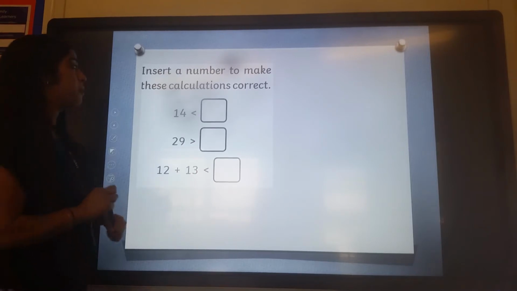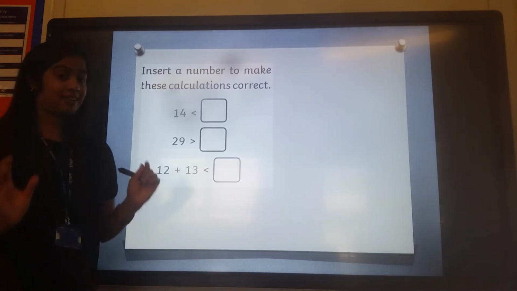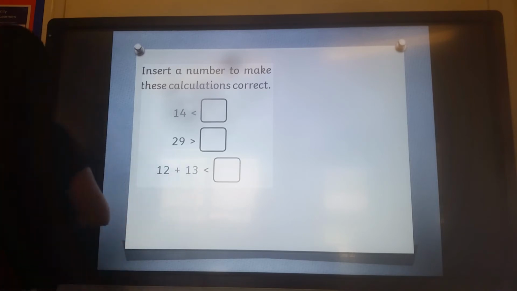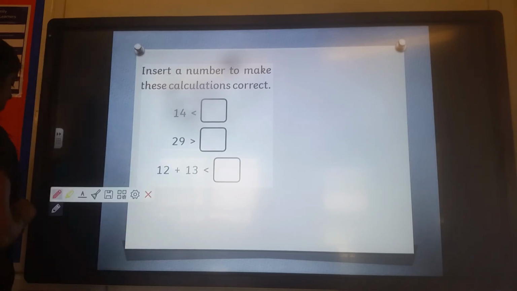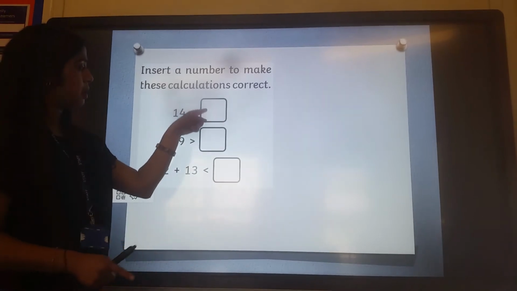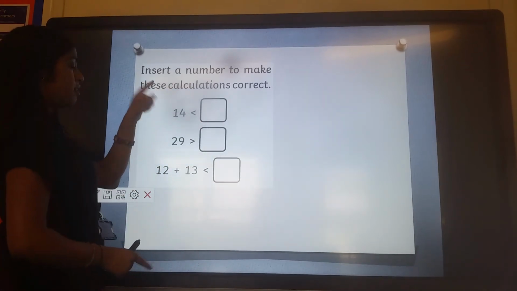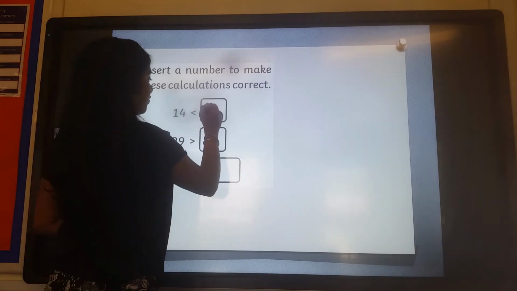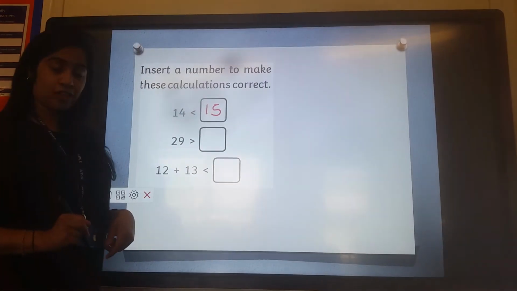Next question. Again, insert a number to make these calculations correct. Same thing, off you go. Are we ready? Okay, so let's have a look at this carefully. So this number has to be greater than 14. So as long as your answer is 15 or more, then you are right.